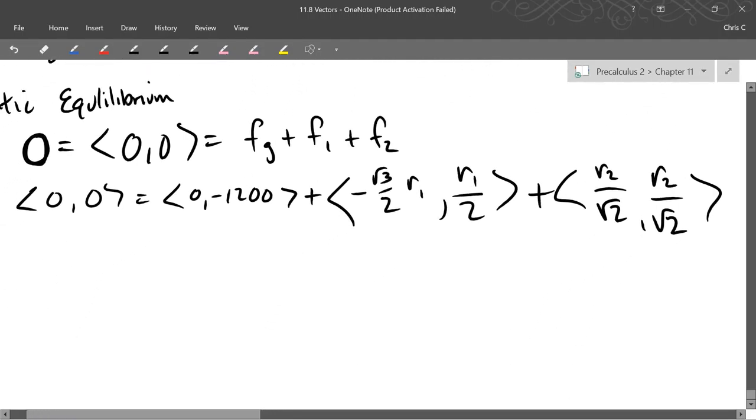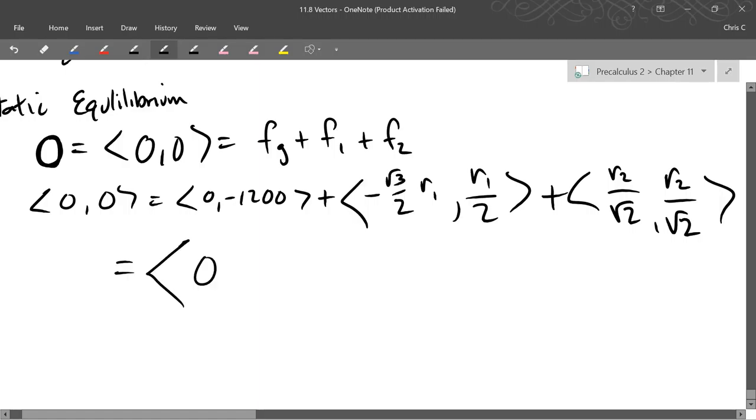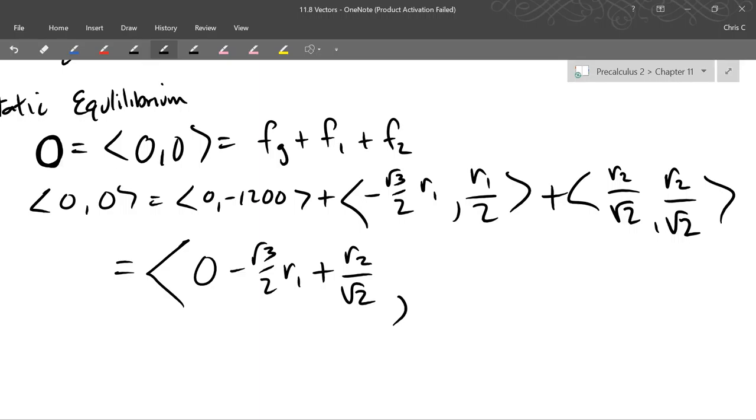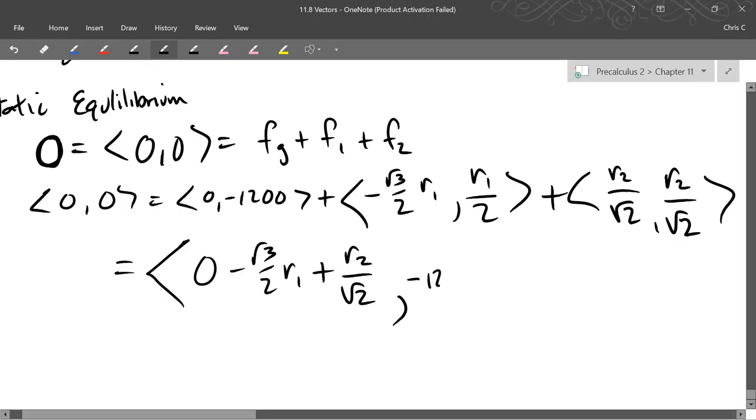All right, so how do we add vectors together? I think you've added them before. We added them in this section. Same way you add complex numbers, same way you add, what else is like this? Combine like terms, basically. So you add up your x's and add up your y's separately. So do everything in the x coordinate, add those up, and then add your y coordinates up. So we're going to get 0 minus square root 3 over 2 R1 plus R2 over square root 2. Comma, so all I did was go down and pick the x coordinates, added them together. Now I'm going to add up all the y coordinates. So we get negative 1200 plus R1 over 2 plus R2 over square root 2.